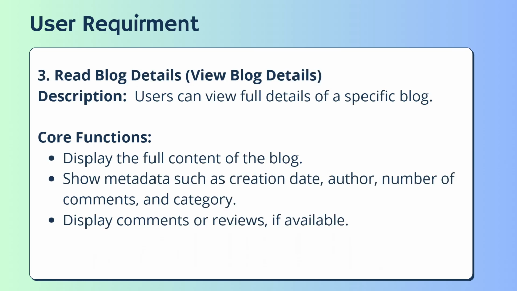Number 3: read blog details, or view blog details. Description: users can view the full details of a specific blog. Core functions: display the full content of the blog, show metadata such as creation date, author, number of comments, and category, and display comments or reviews, if available.